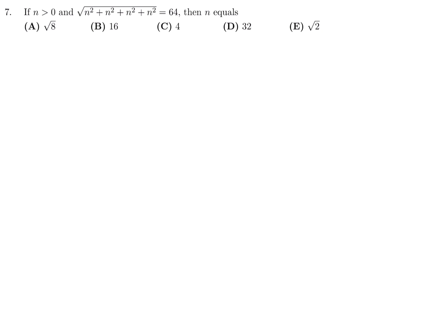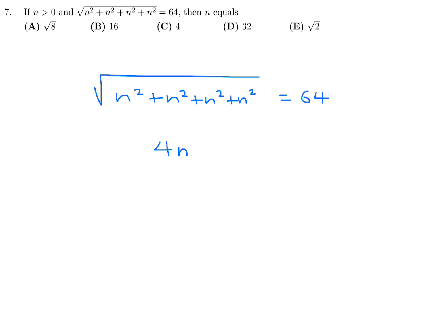n is greater than 0. What is the value of n if the square root of n squared plus n squared plus n squared plus n squared is equal to 64? So under the square root sign, we have 4n squared, and that's equal to 64. If you take the square root, you get 2n is equal to 64, and dividing through by 2, you get n is equal to 32. So number 7, the answer is D.